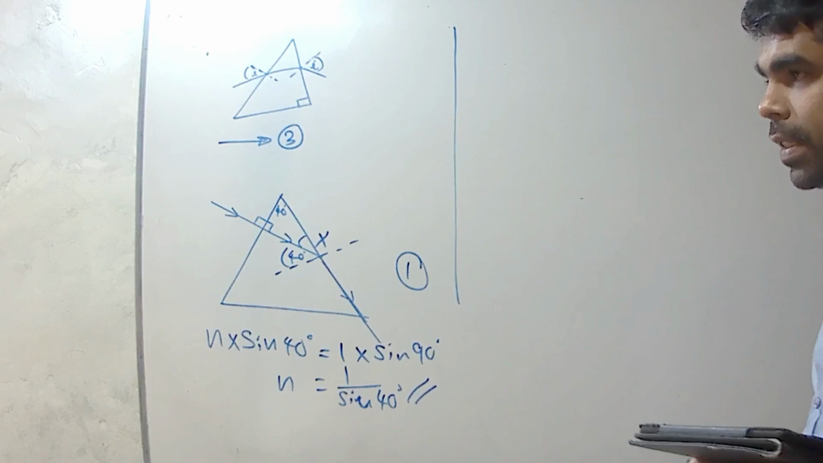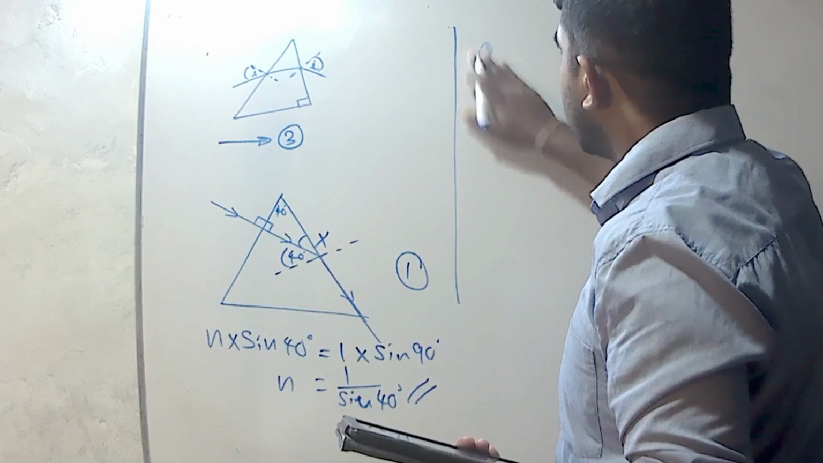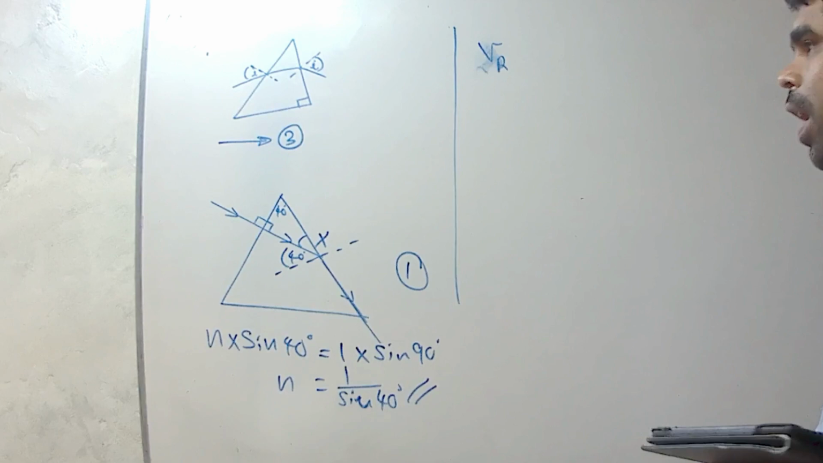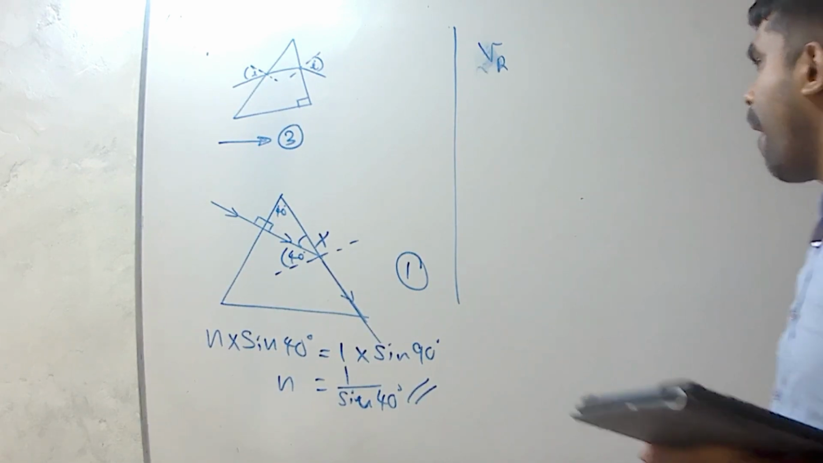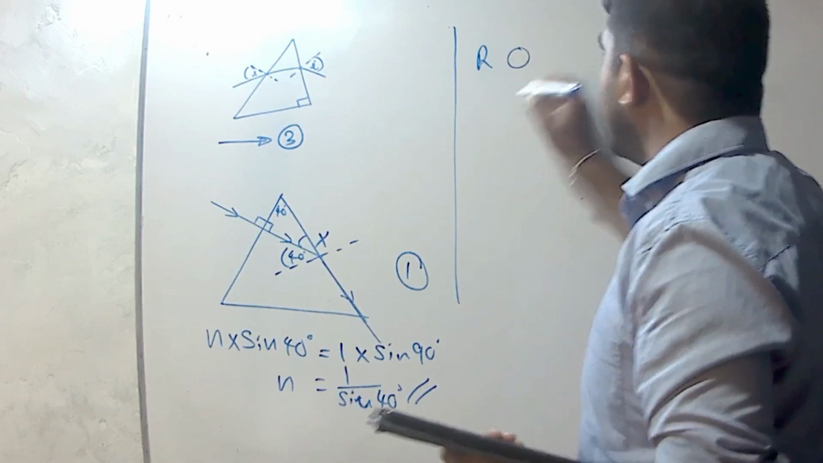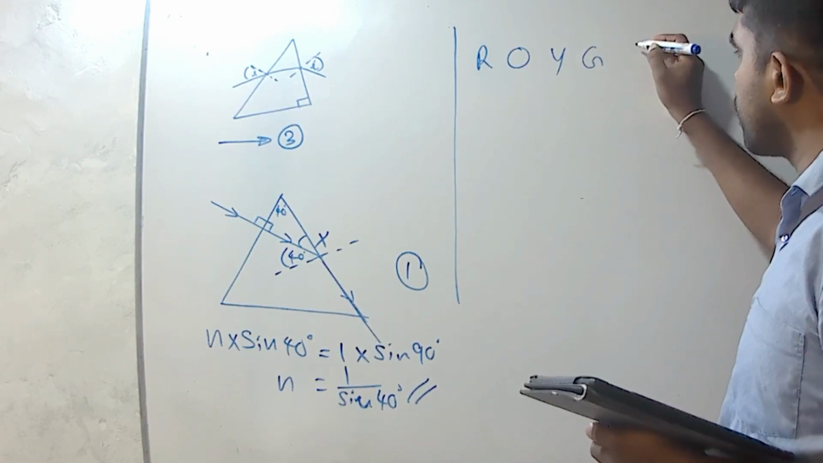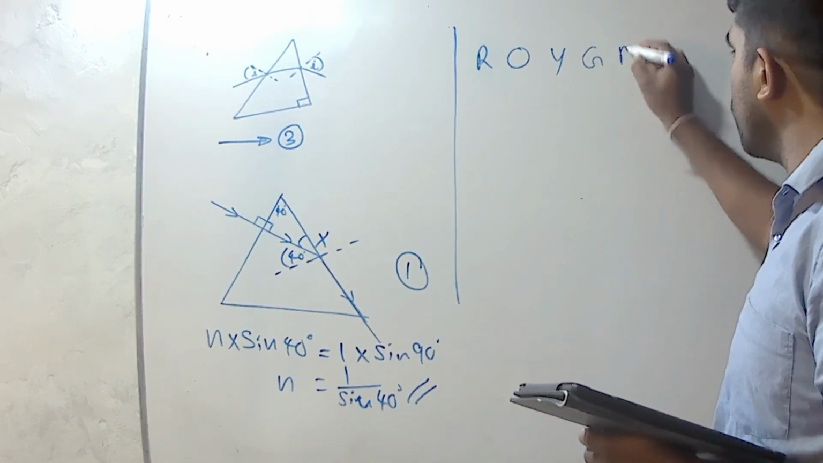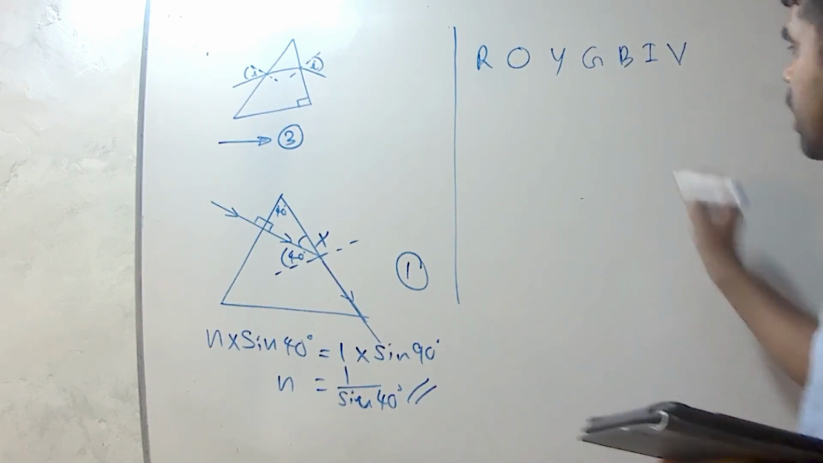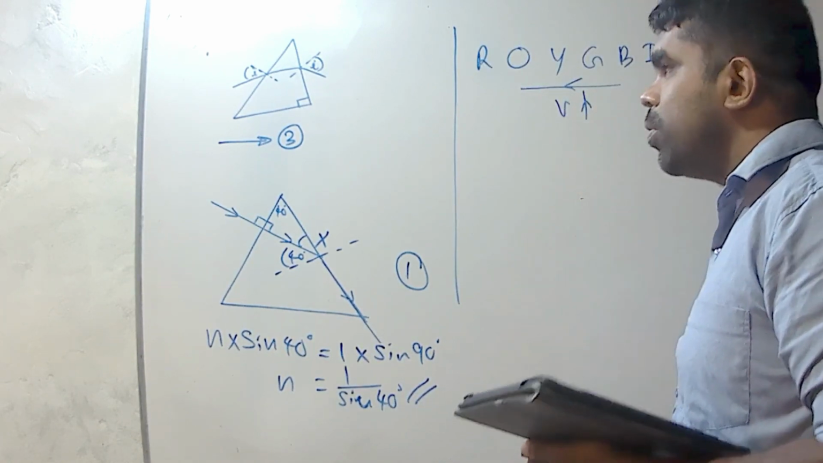We know that there is a maximum velocity for red color. Velocity of red color is maximum. Therefore, when considering colors, red, orange, yellow, green, blue, indigo, violet. When considering these 7 colors, in this direction, velocity is the maximum value. Velocity is increasing.